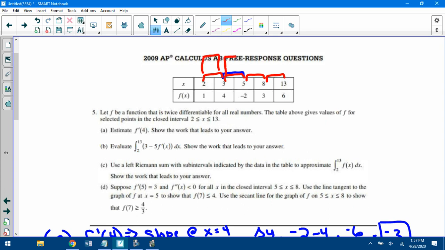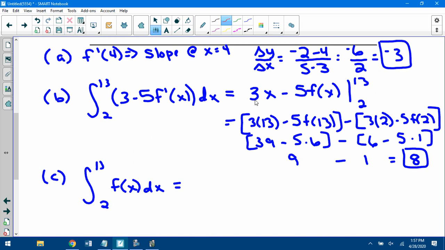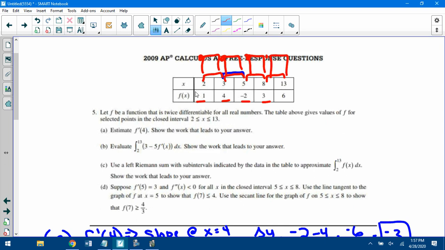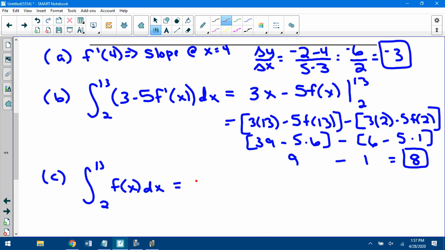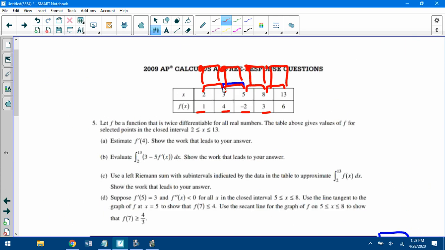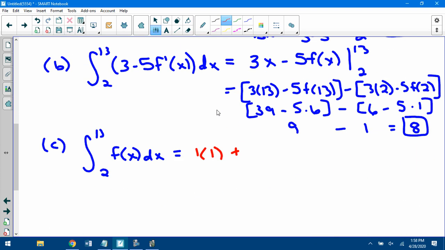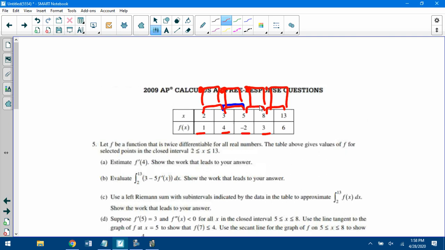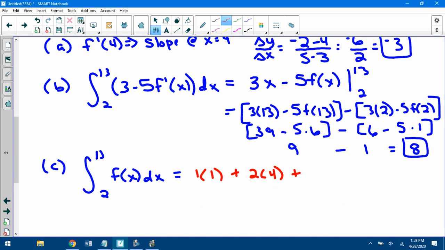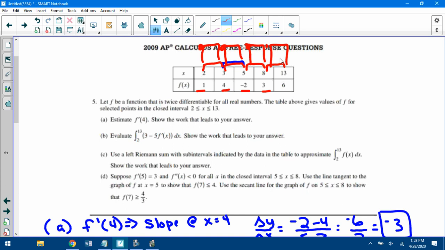So these are all boxes that I'm taking areas of. And since it's a left-hand Riemann sum, I'm using the left endpoint. So we're going to take the base times the height of all of these, and the height's going to be whatever the left endpoint value is, which is going to be these values. Okay, so the first one has a base of 1 and a height of 1 because the left endpoint has a value of 1. So it's 1 times 1 plus the second one has a base of 2 times a height of 4 because that's the left endpoint. 2 times 4 plus this one would be a base of 3 times a height of negative 2. Keep the negative in there. Okay, and then the last one would be a base of 5 times a height of 3.